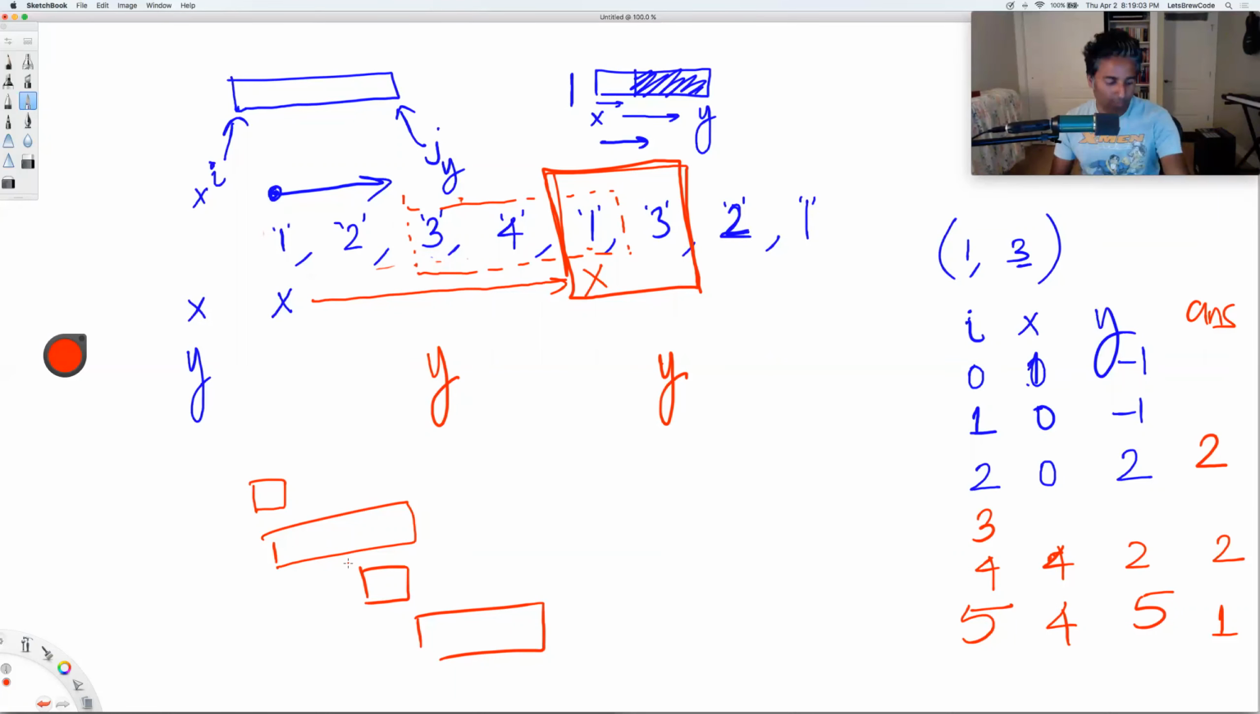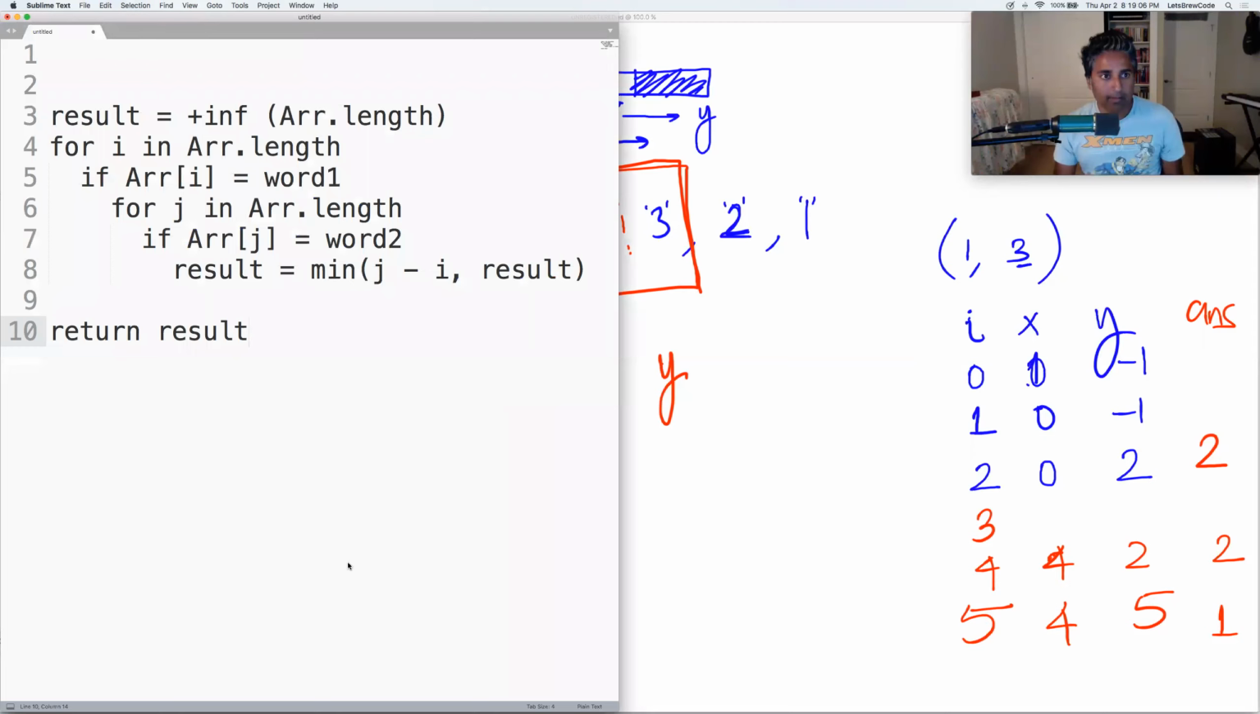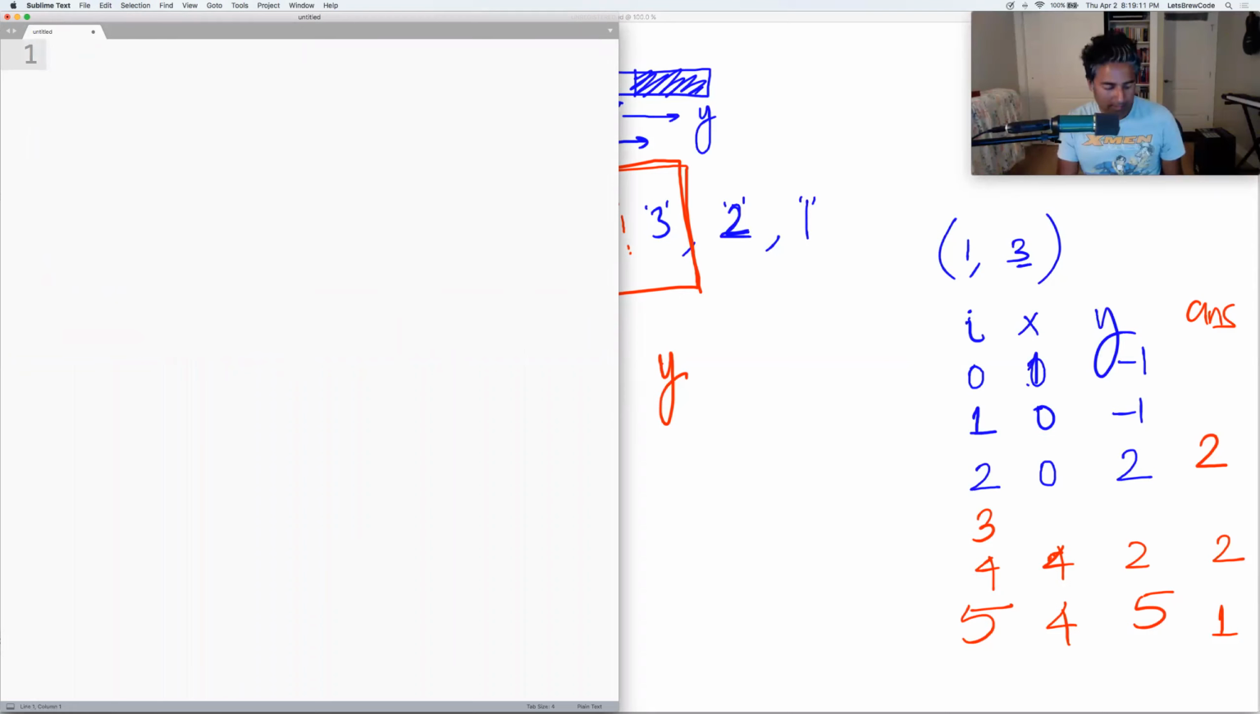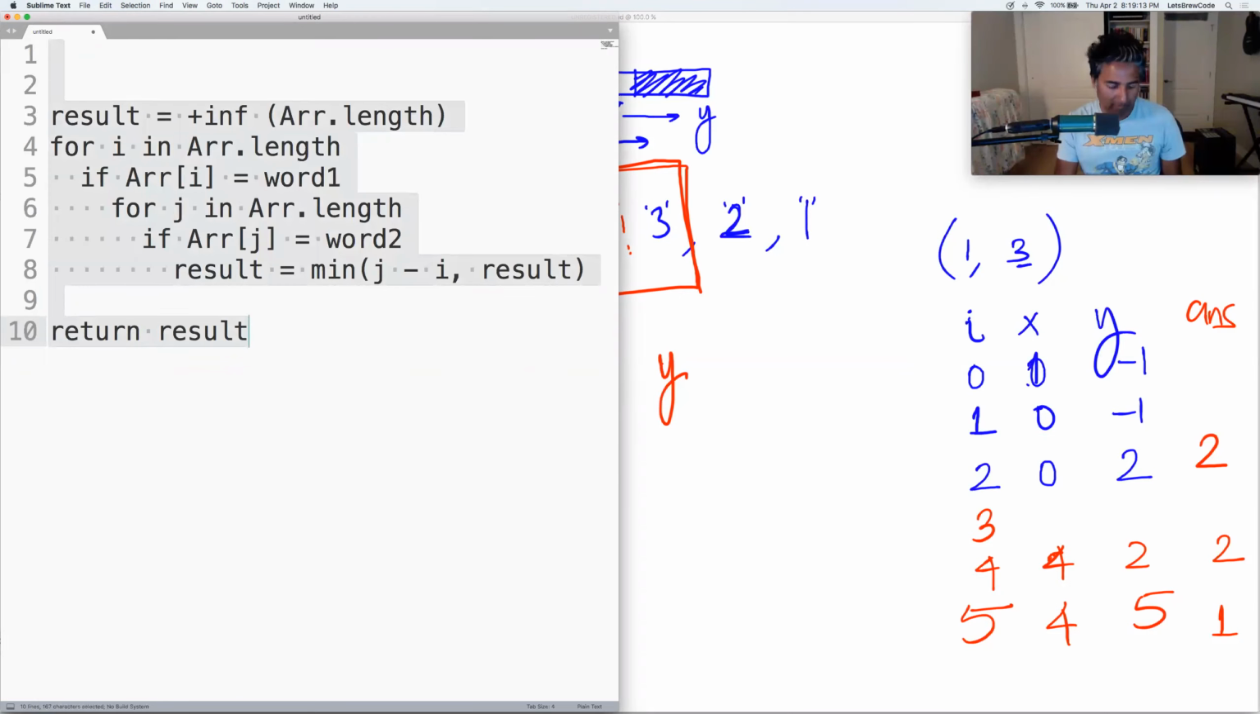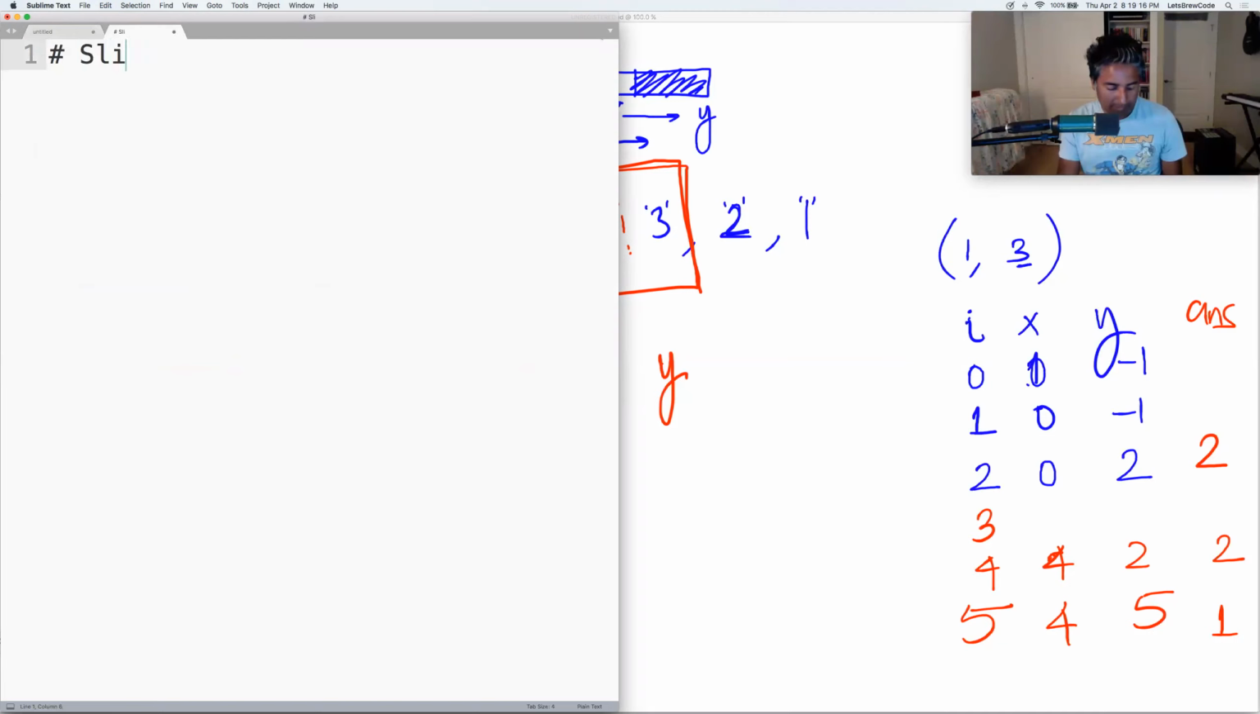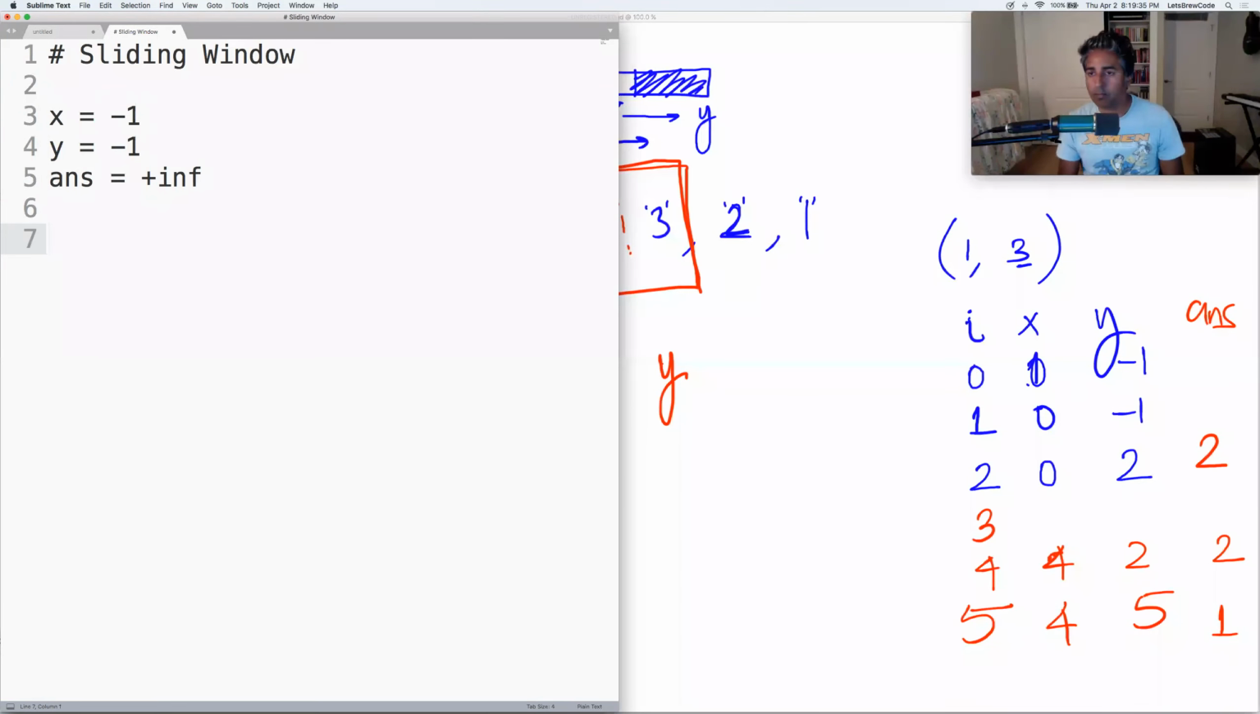Let me write the pseudocode for this. Okay, now I'm going to write the sliding window one. Actually, let's start a new tab. Why waste this? Sliding window. So I'm going to initialize, let's say, X to minus 1 and Y to minus 1, and answer as, let's say, whatever the length of the array is, or plus infinity. One of the two. You can also initialize this to the length of the array because that's the maximum window that you can get.